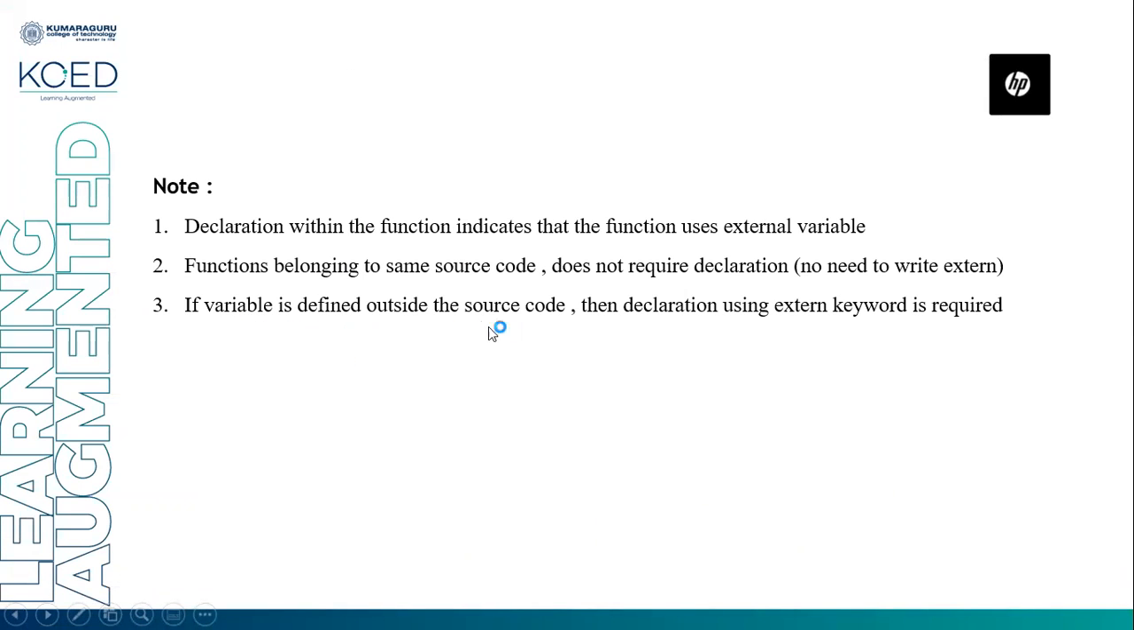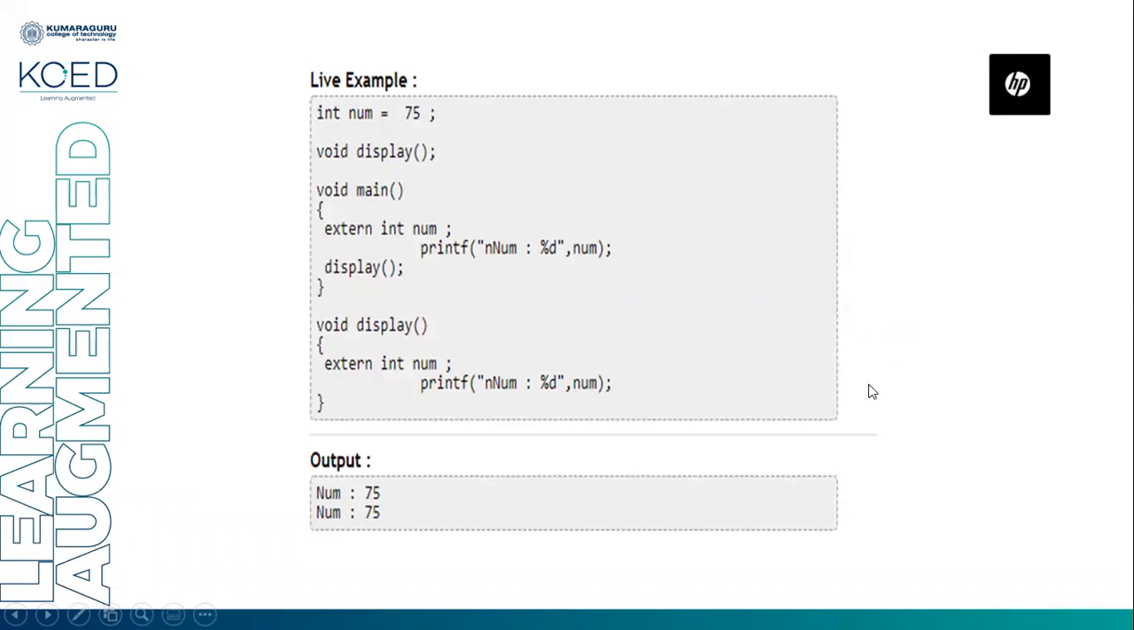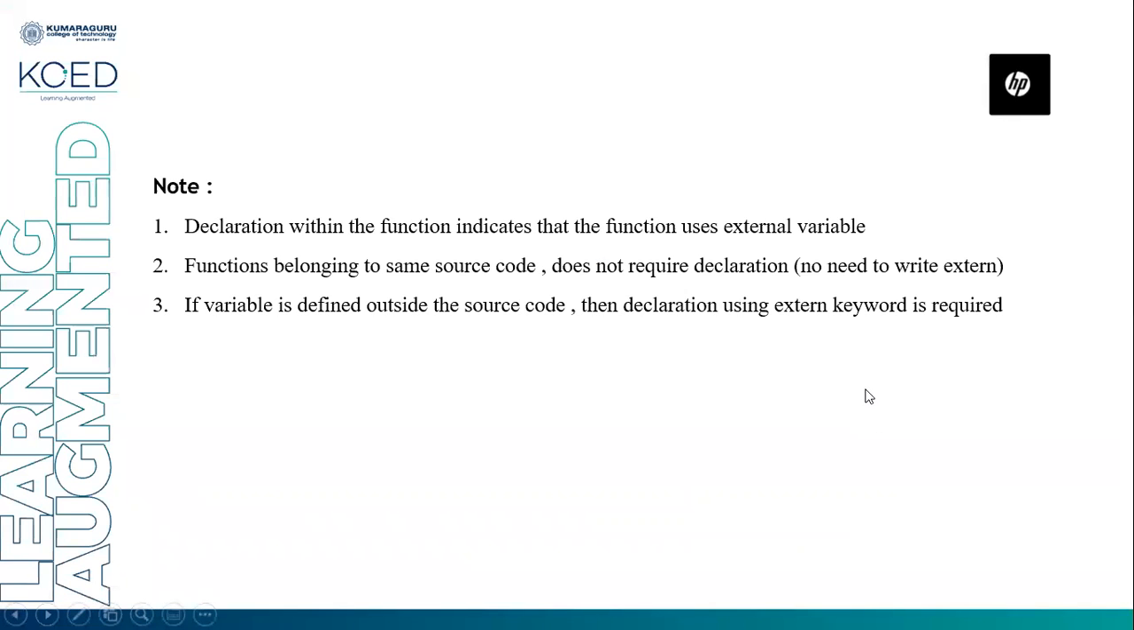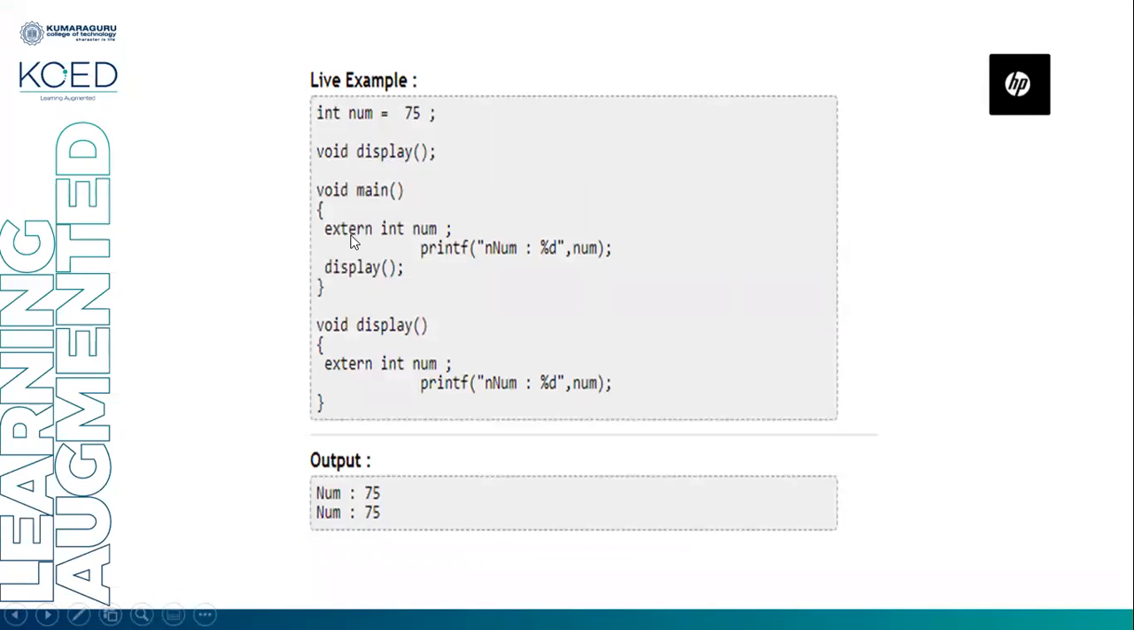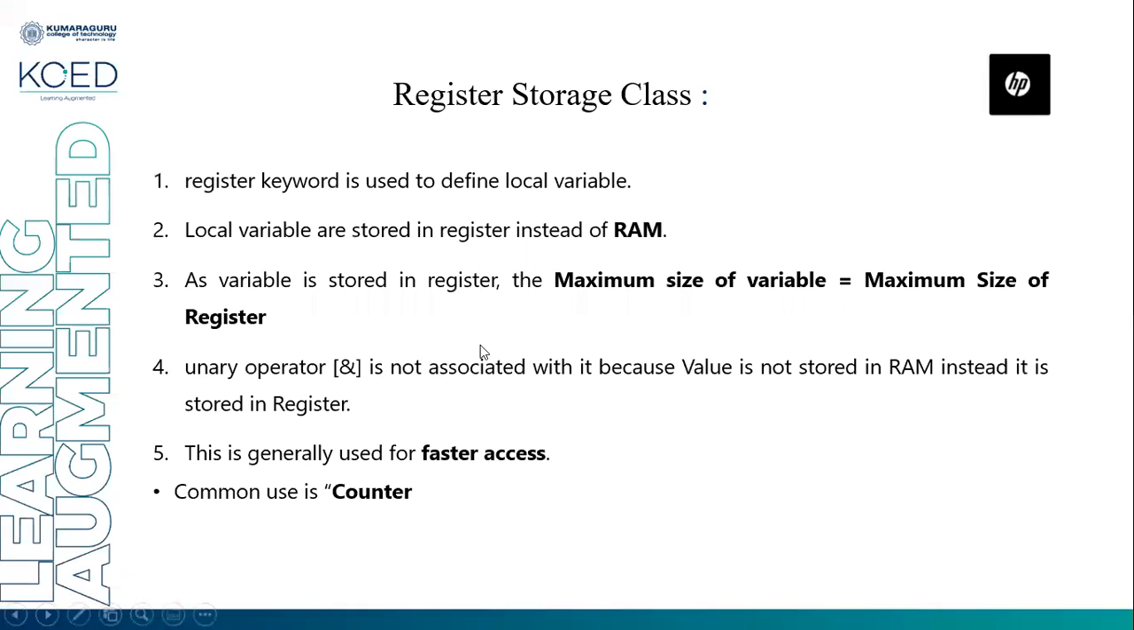If the variable is defined outside the source code, then the declaration using the extern keyword is essential. When it's a project and you are declaring it in some other place outside the program, you have to use it as extern. So here we are using it for your understanding purpose.